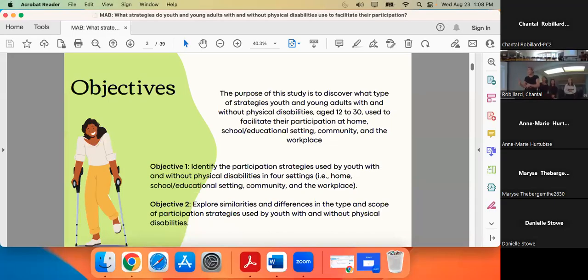The aim is to discover what types of strategies youth and young adults with and without physical disabilities aged 12 to 30 use to facilitate their participation at home, school, community, and the workplace. Our two objectives for the study were to identify these participation strategies used by these two groups within the 4 settings, as well as explore similarities and differences in the type and scope of participation strategies used by youth with and without physical disabilities.